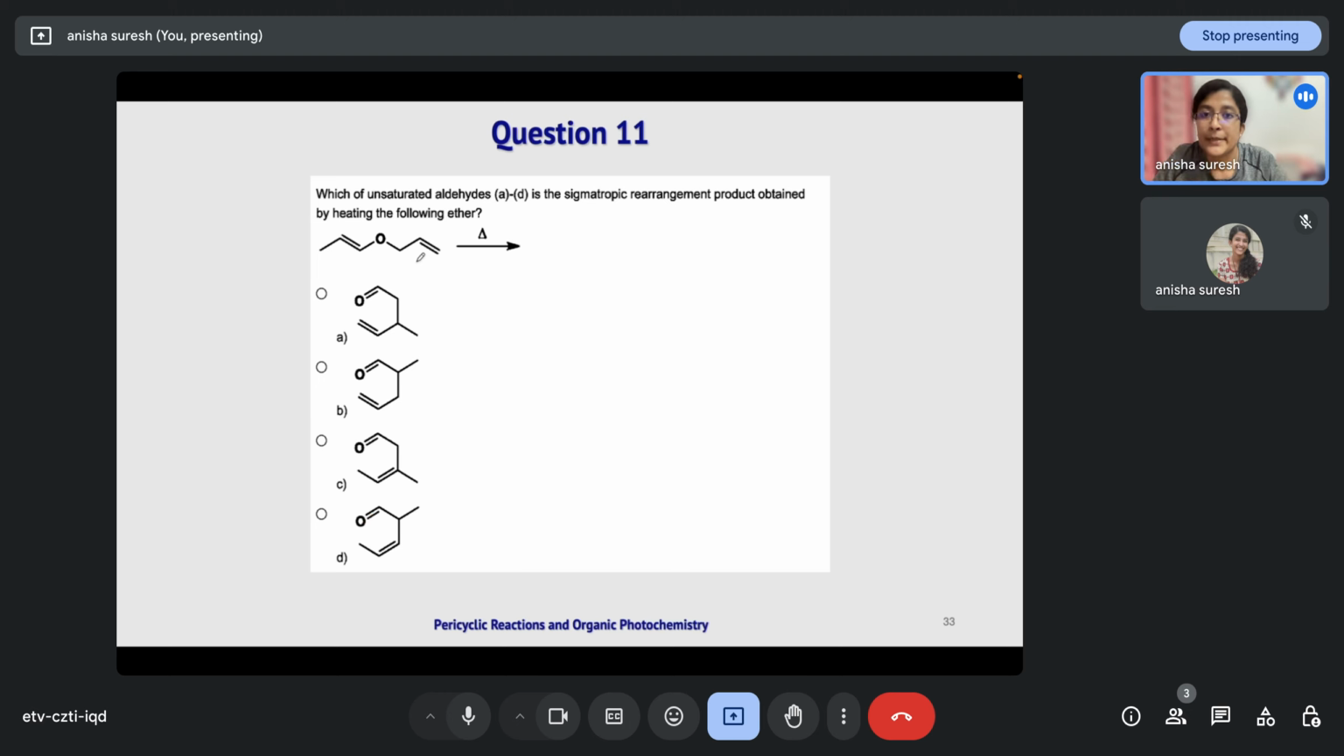Now coming to question number 11. Which of the unsaturated aldehydes A to D is a sigmatropic rearrangement product obtained by heating of the following ether? Now here a vinyl allyl ether is given and it is undergoing a sigmatropic Claisen rearrangement, like 3,3 sigmatropic rearrangement, resulting in the formation of an unsaturated aldehyde. So four options have been given, and which is the right aldehyde?